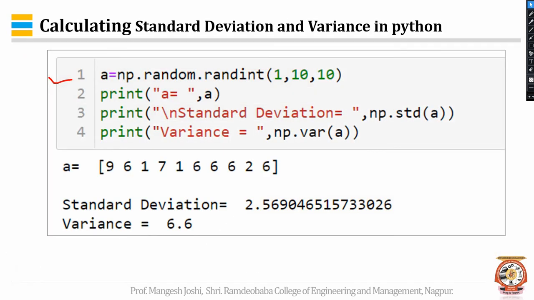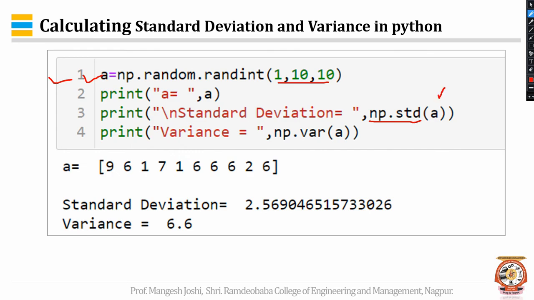Now, how to calculate standard deviation and variance in Python? We have created a list with a random function, that is random integer. We have generated 10 values. Simply there is a function that is np.std. In this similar way you have calculated the mean.